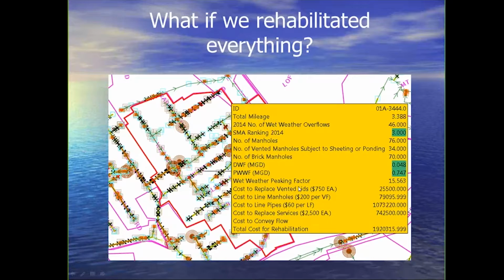here, the 34 vented lids, so $25,000. The cost to line the manholes at $200 per vertical foot, assuming we're lining all 70 of the brick manholes, was $79,000. The cost to line the pipes at $60 per linear foot was around $1 million, and then the cost to replace the services at around $2,500 each would be about $750,000. So the total cost is around $2 million to do all of that work. So that's quite a lot of money to invest in just 1 SMA.